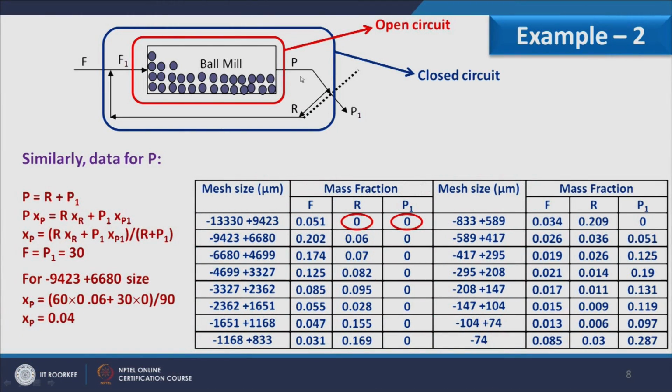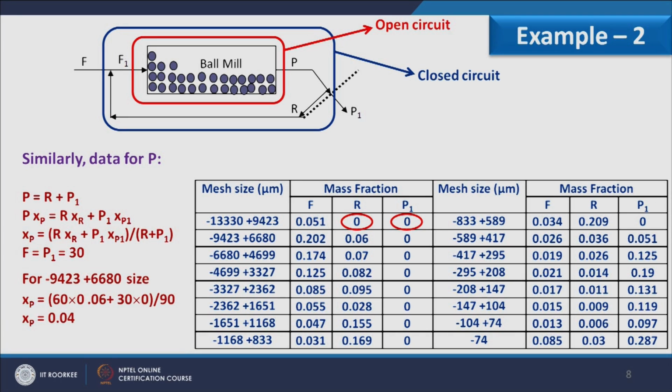In a similar line, I can calculate data for P, because F1 we have calculated, now I have to calculate data for P. Now, if you make the balance over P, what will it give? P is equal to R plus P1. If we make the component balance, P x P equal to capital R x R plus capital P1 x P1. So, we have to calculate x P, that is the distribution with respect to each size. So, x P would be equal to R x R plus P1 x P1 divided by R plus P1.